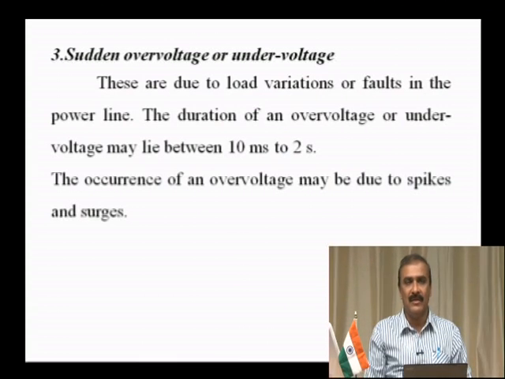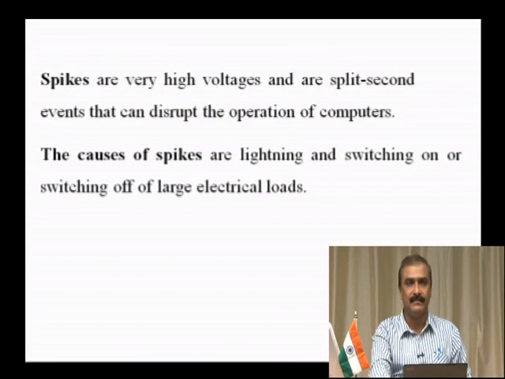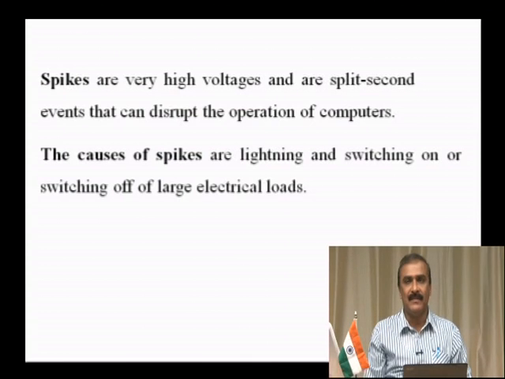The occurrence of overvoltage may be due to spikes and surges. So what are these spikes? Spikes are very high voltages and are split second events that can disrupt the operation of computers. This is a most important phenomenon which can damage your computer systems. That is called a spike. The cause of the spike is lightning or switching on or off large electrical loads, capacitor loads, etc.